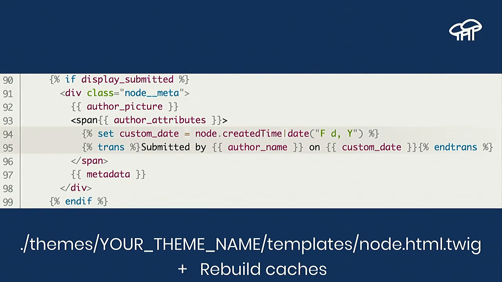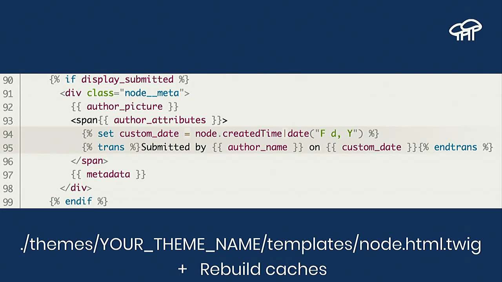So now that I know the file and the variables that I have available, I copy over the file to my theme, and I reveal the cache for Drupal to pick the new template, and I make the change. So in this case, in line number 94, I set a variable, you know, node created time, filter date with some parameters. And then I use that variable to print the string.